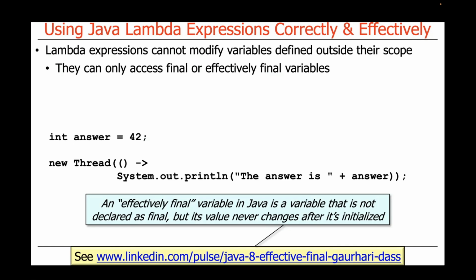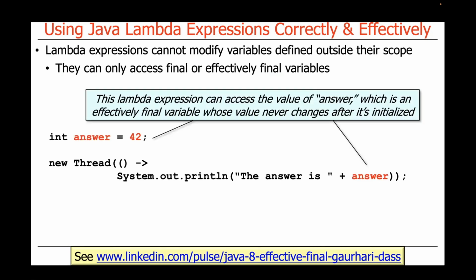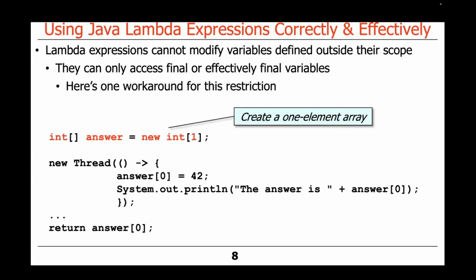And you can read more about effectively final in this link at the bottom of the slide. So here you can see it works perfectly fine because we're setting it outside the scope, but we're only reading it. So as long as it's read-only, then everything's OK.